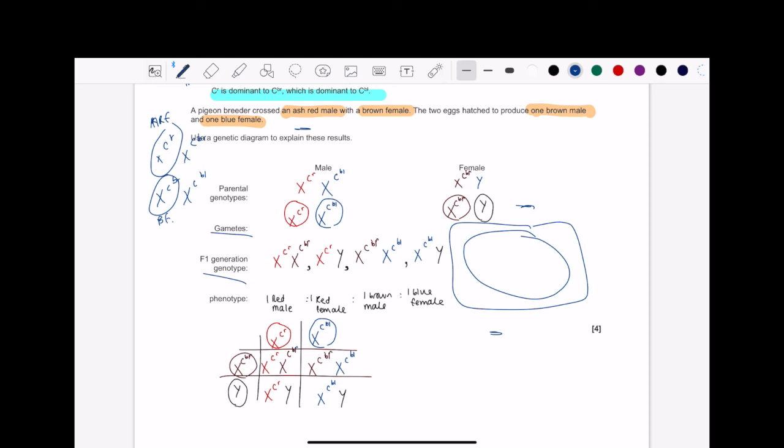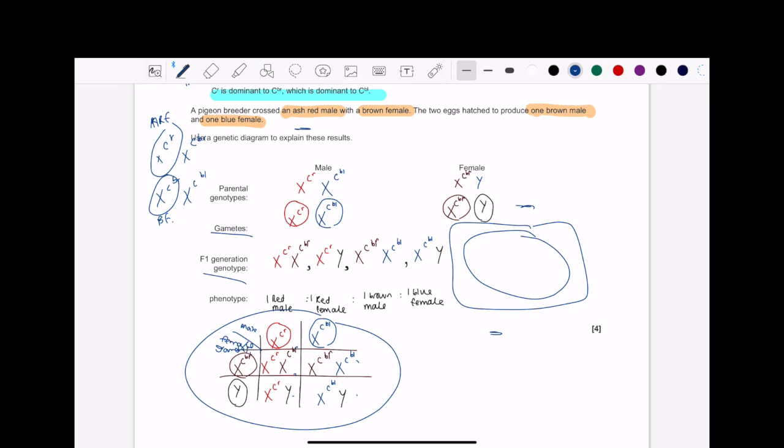Cool. So I've done the Punnett square here. And remember, the gametes are always circled. Okay, forgot to write this. Anyways, then you've made your pairs, and you just write them down.